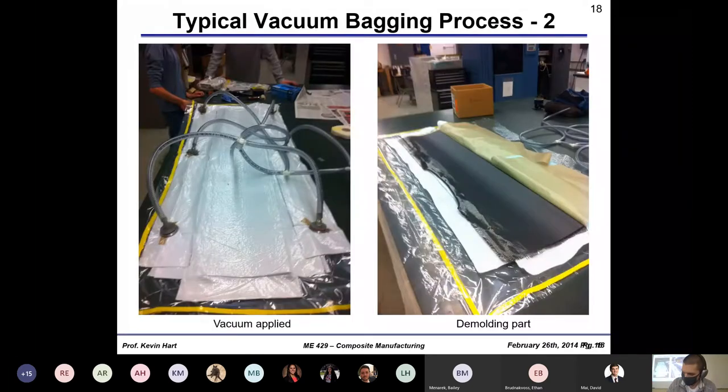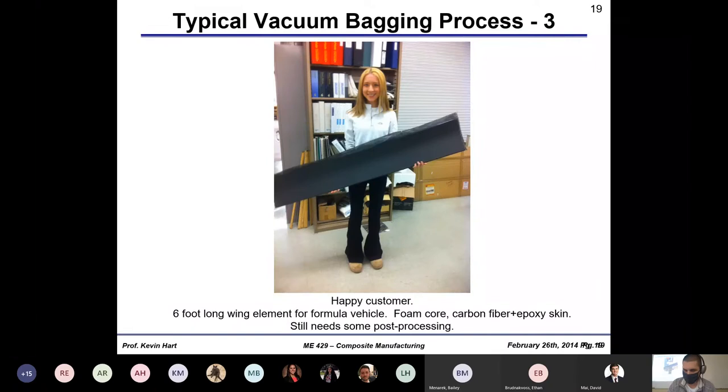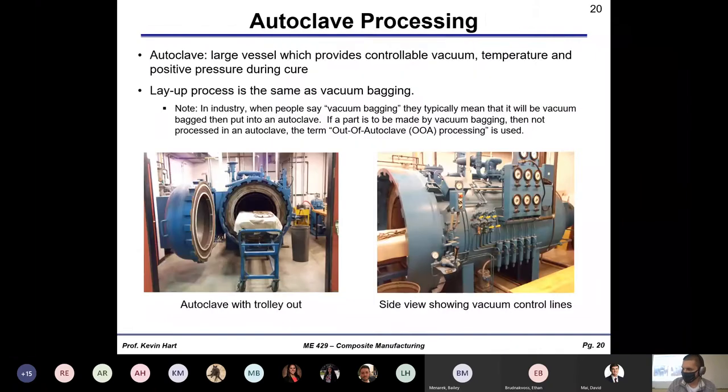Here is an example, a couple pictures of that happening. A happy customer with a wing element at the end. And then autoclave processing. Autoclave processing is putting all of this assembly into a positive pressure environment, like a big pressure cooker, and providing positive pressure to the layup that you might make.